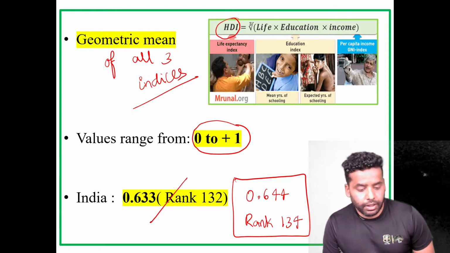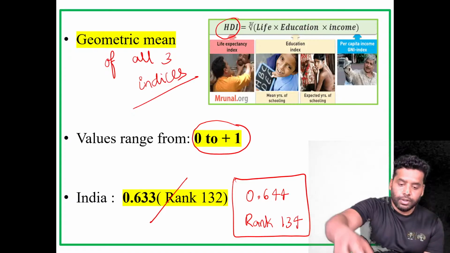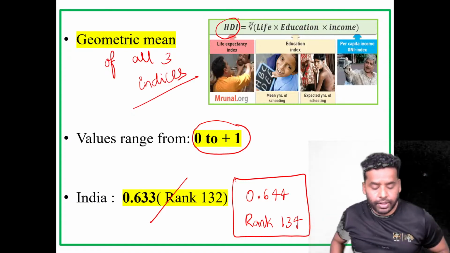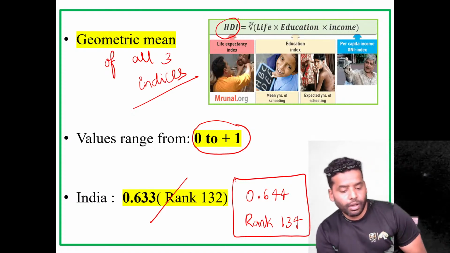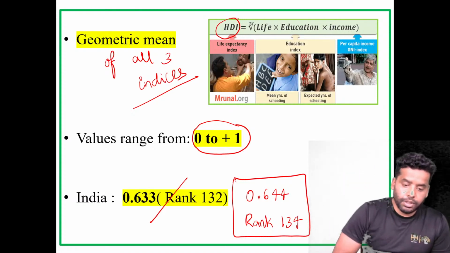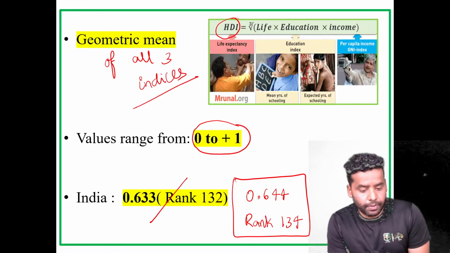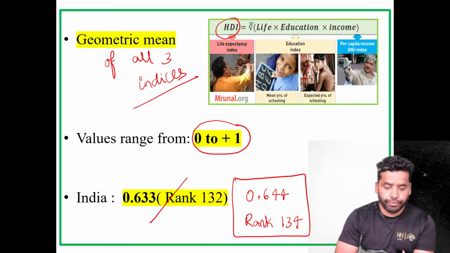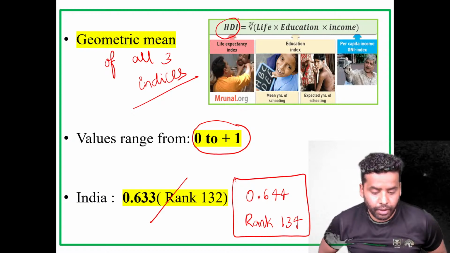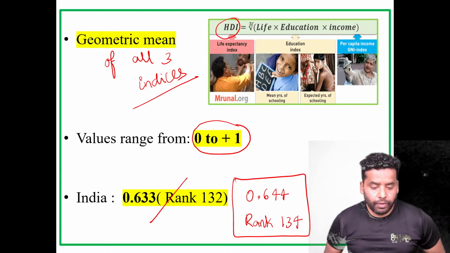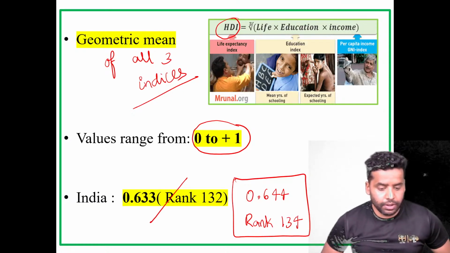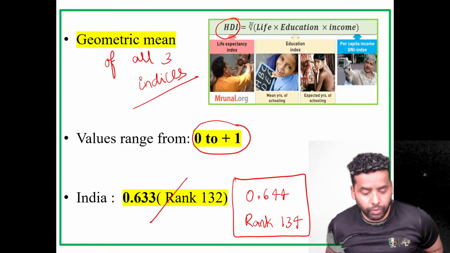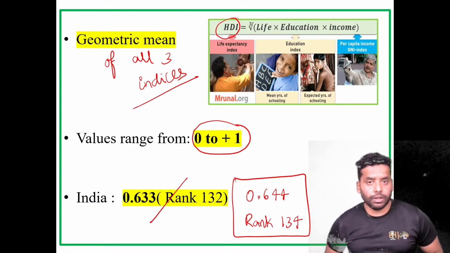Standard of living between the countries. Good, correct. The value of HDI ranges from 0 to 100, true or false? False. It ranges from 0 to 1. Good.